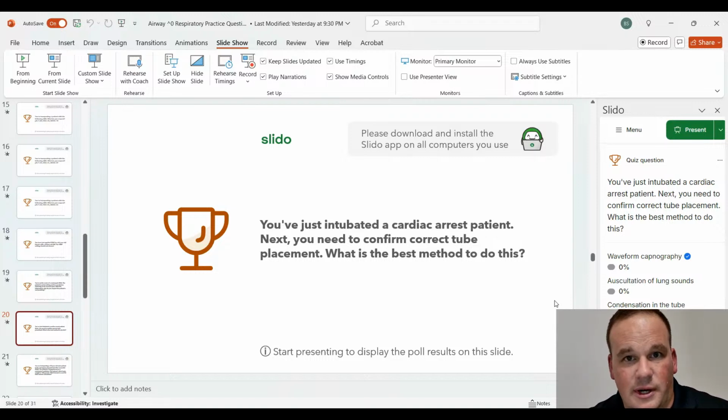The only place in our body that makes carbon dioxide that we're going to detect from waveform capnography is in the lungs. So if I'm detecting carbon dioxide through waveform capnography, then my tube has to be in the appropriate place, right? That confirms my placement. So good.